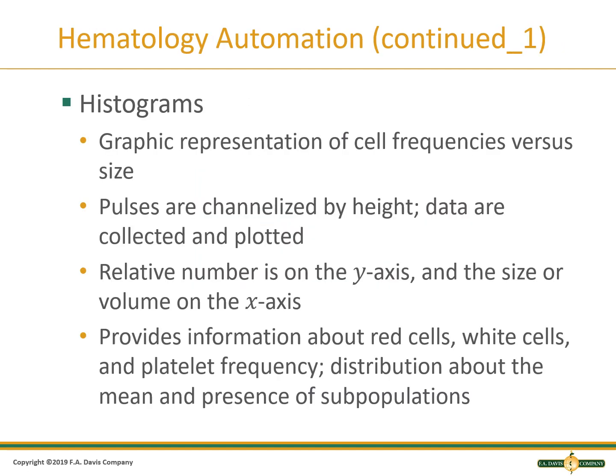Another thing that the hematology analyzer offers are histograms. And this is a graphic representation of the cell frequencies versus the size. The pulses are channelized by the height, and the data is collected and plotted. The relative number is on the y-axis, and the size or volume is on the x-axis. This provides information about the red cells, the white cells, and even the platelet frequency. The distribution about the mean of the total number of cells and the presence of subpopulations of cells.